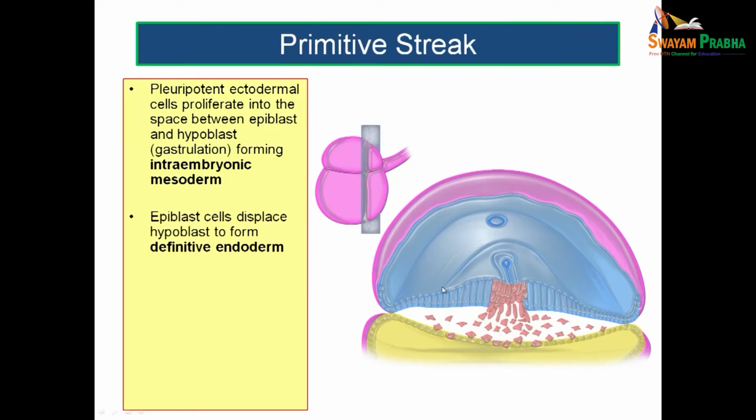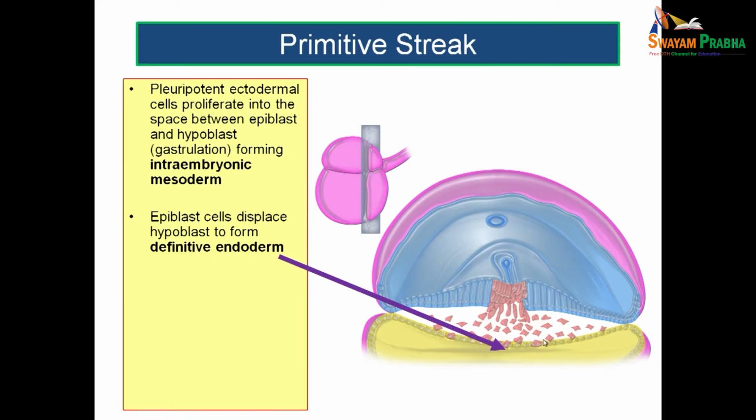Now what happens is, the epiblast cells, after or simultaneous to the formation of the intraembryonic mesoderm, will be replacing the cells of the hypoblast. So the hypoblast will be renamed as definitive endoderm. Till this moment we were calling this layer hypoblast, but after the formation of the intraembryonic mesoderm, some of the cells from the epiblast will be replacing the cells of the hypoblast. So from this point onwards, the hypoblast is known as definitive endoderm.